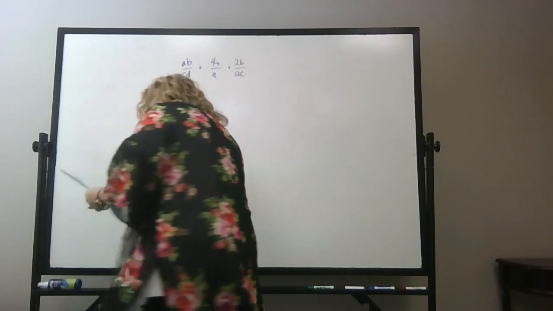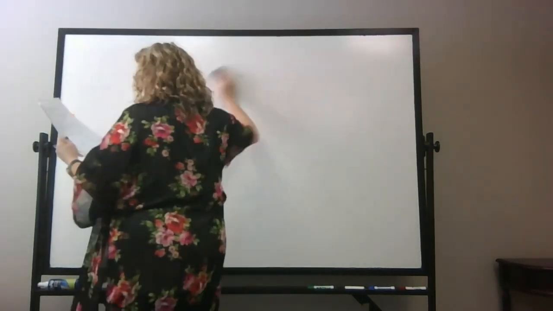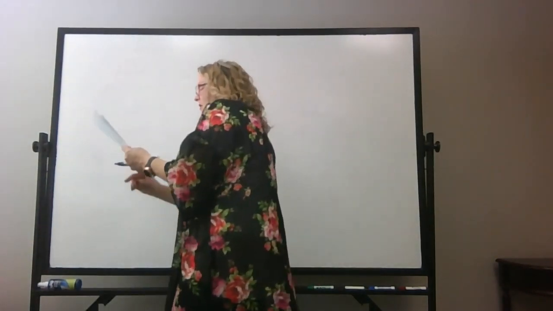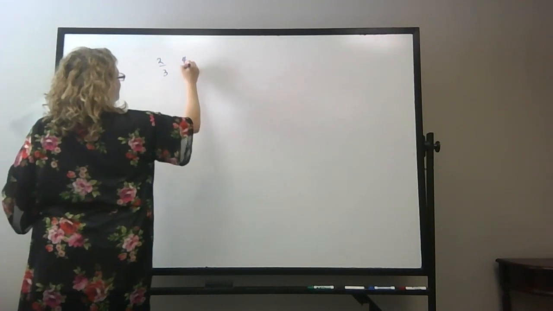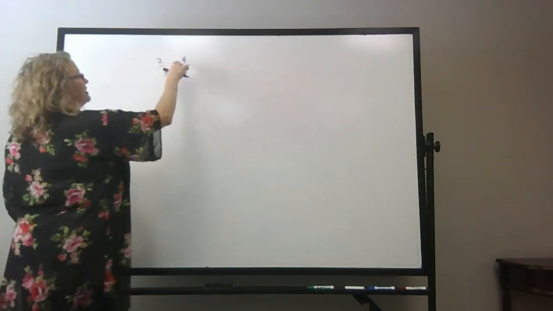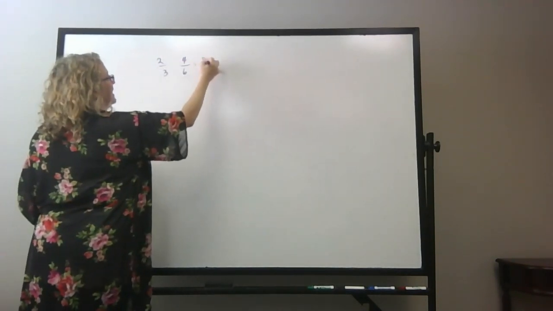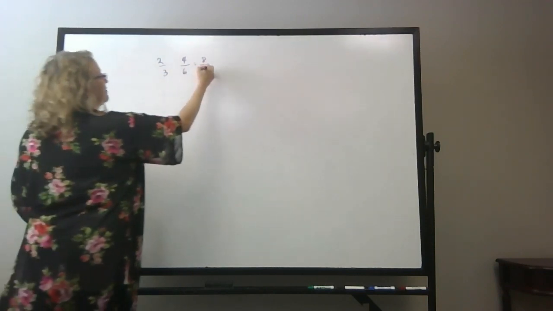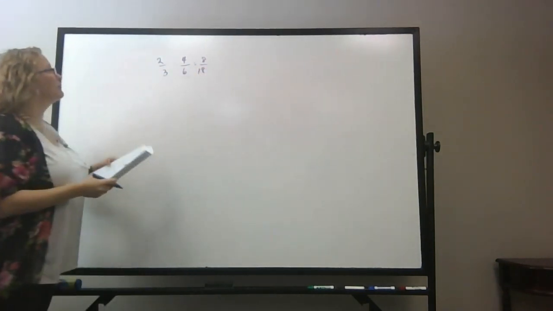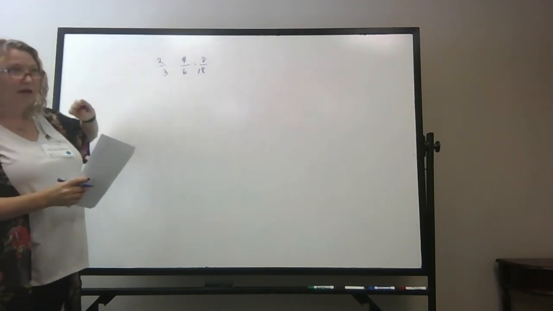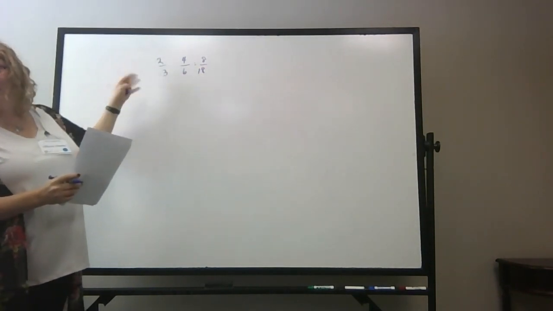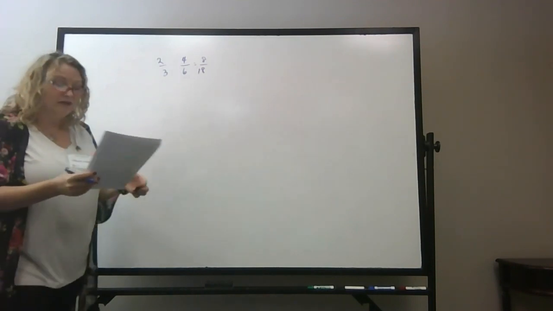So remember, if we've got 2/3 times 4/6, the top times the top gives us 8, and the bottom times the bottom gives us 18. So we remember that when we multiply fractions, we multiply top times top, bottom times bottom. We don't need a common denominator. We're just going to deal with that all the way across.